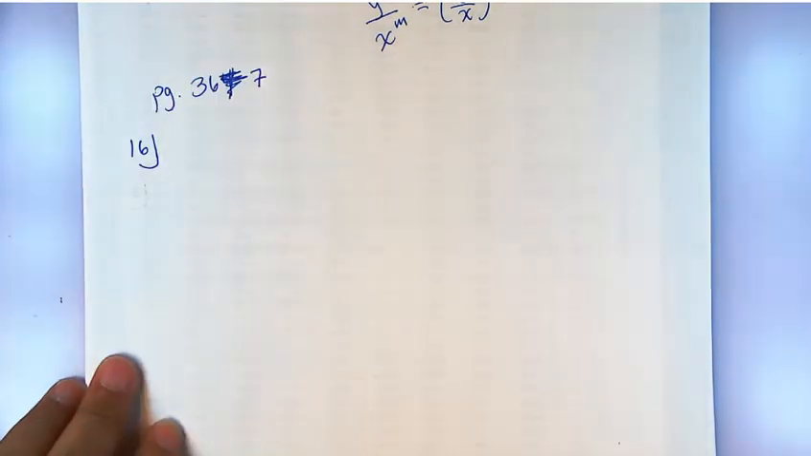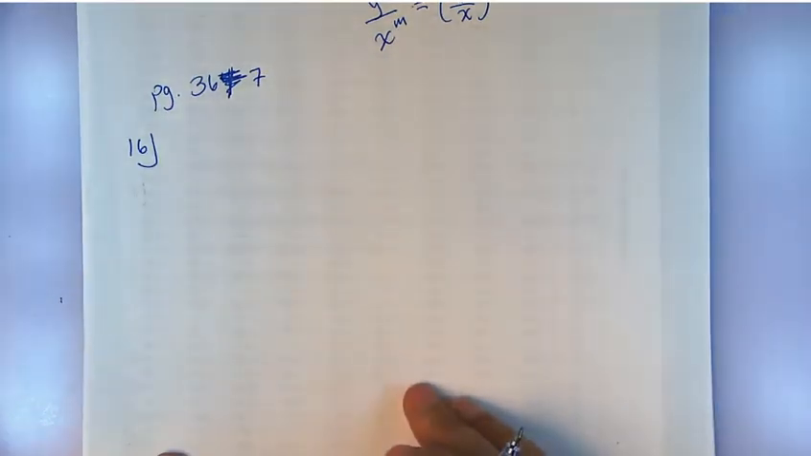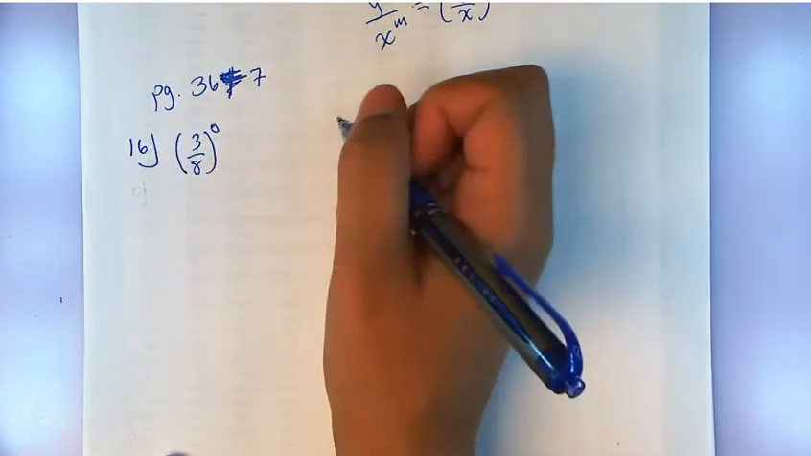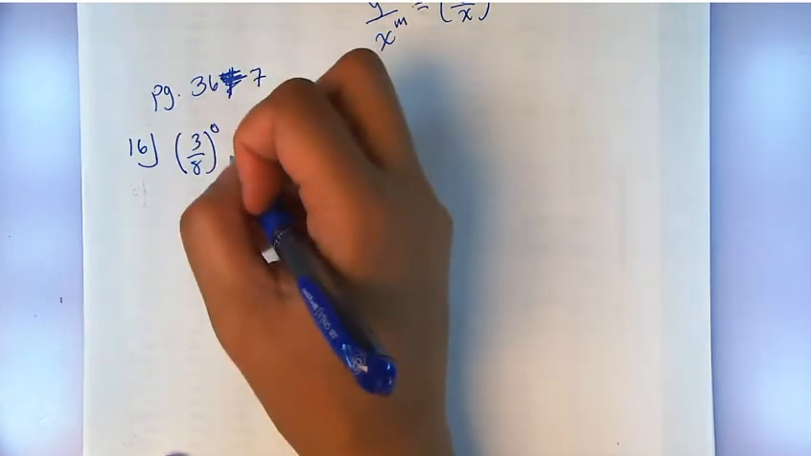So let's try some problems. You know me, I love examples, so we're going to do quite a few examples to make sure you see what we're doing. I have 3/8 to the 0 power. Well, we know that anything to the 0 power is 1.